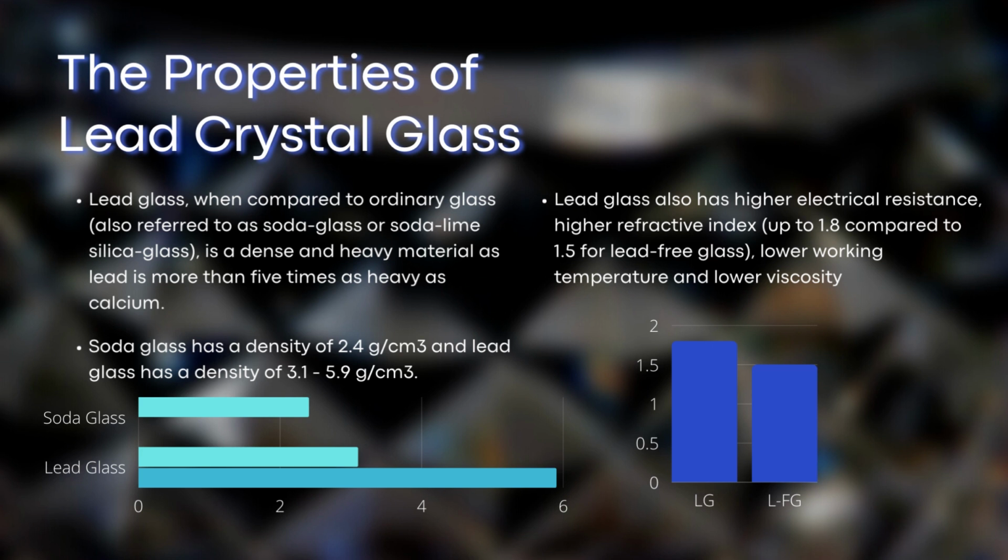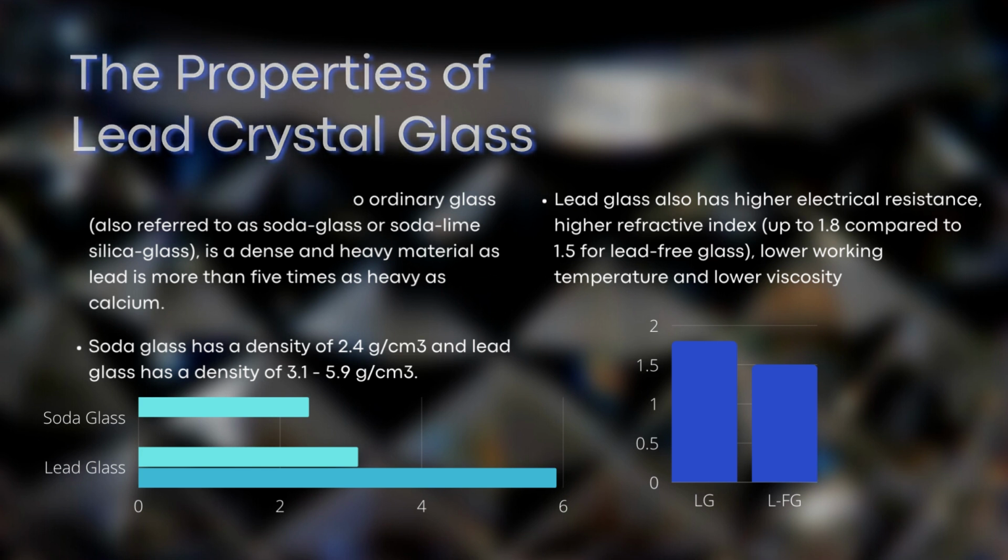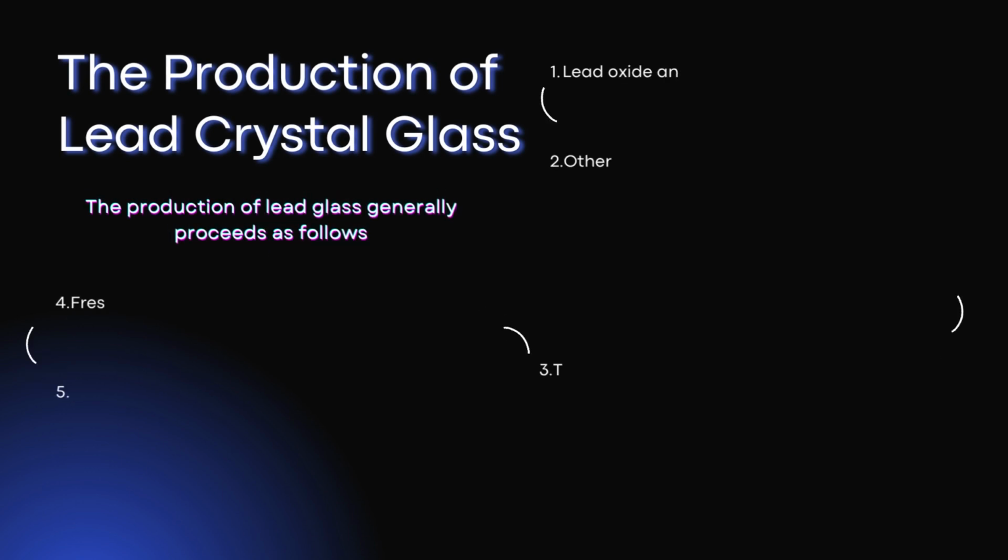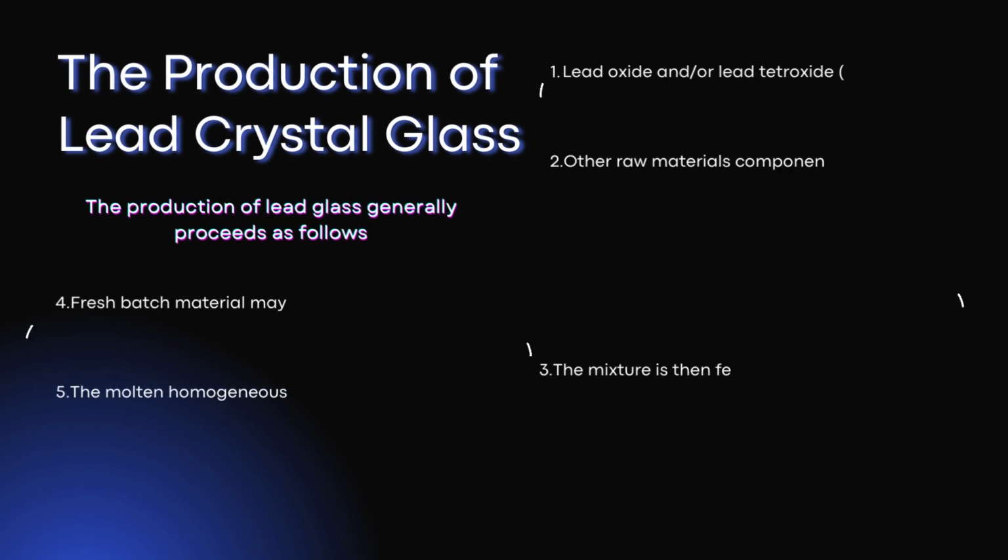Lead glass also has higher electrical resistance, higher refractive index, up to 1.8 compared to 1.5 for lead-free glass, lower working temperatures and lower viscosity. As you can see in the graph, that's the comparison between soda glass and lead glass, while on the right side we see the lead glass and lead-free glass. Now let's go to the production of lead crystal glass.